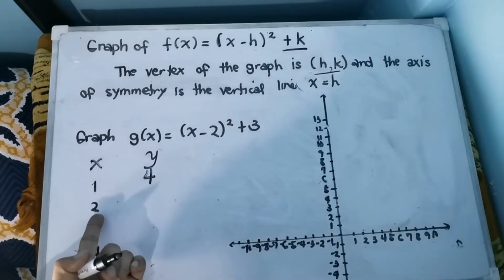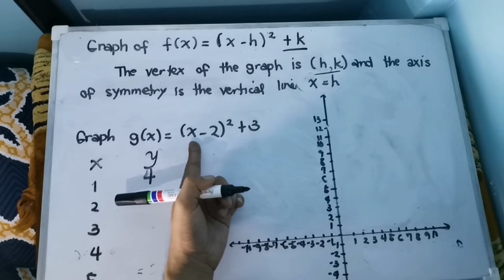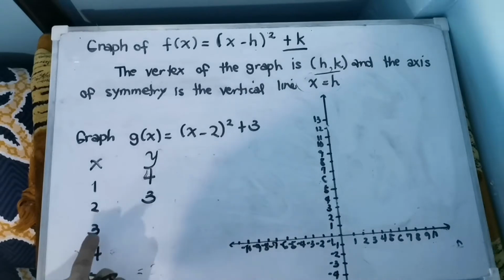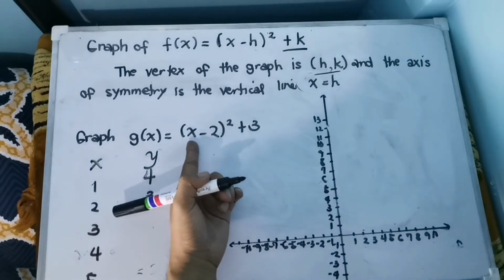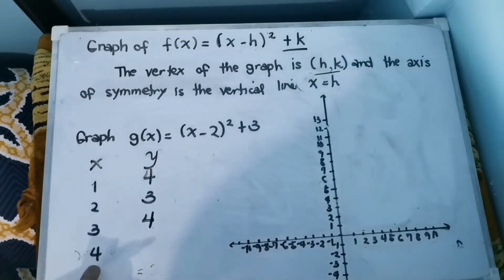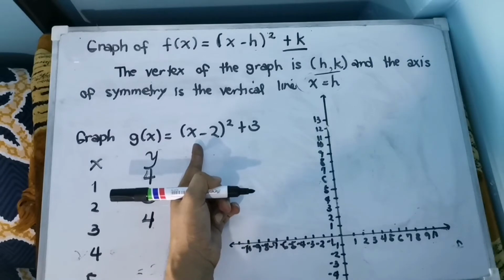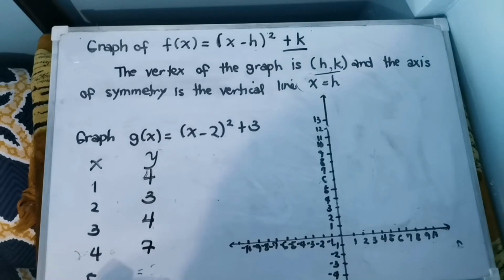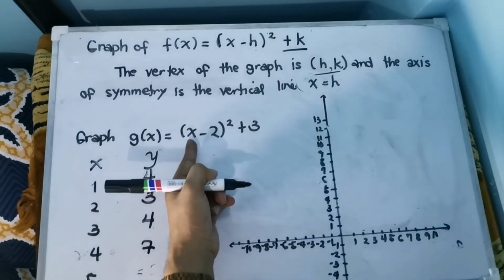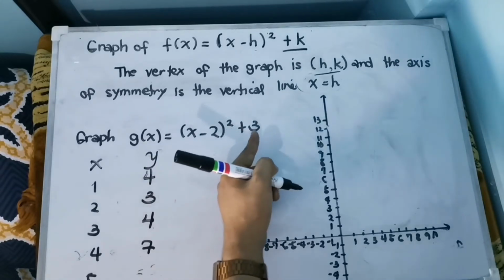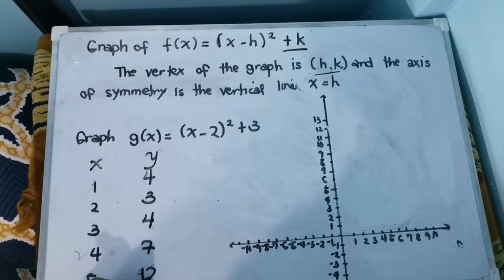Same with 2, if x equals 2, 2 minus 2 is 0, squared is 0, plus 3, we have 3. And then if x is 3, you have 3 minus 2 is 1, 1 squared is 1, plus 3 is 4. And then 4 minus 2, you have 2, squared is 4, 4 plus 3 is 7. And then last but not the least, if x is 5, 5 minus 2 is 3, squared is 9, plus 3 is 12.